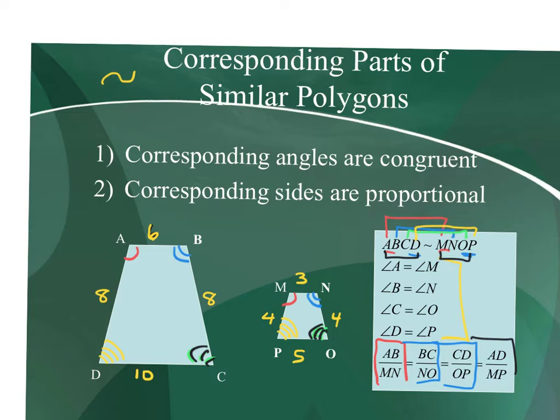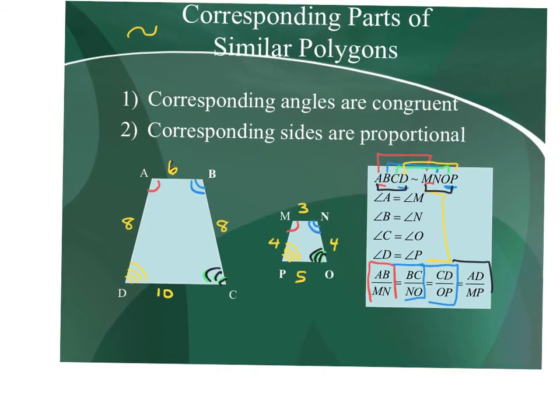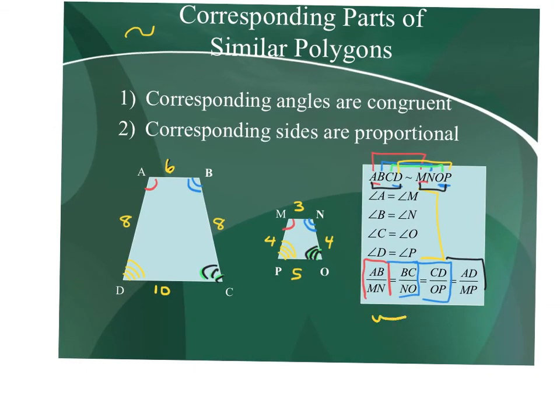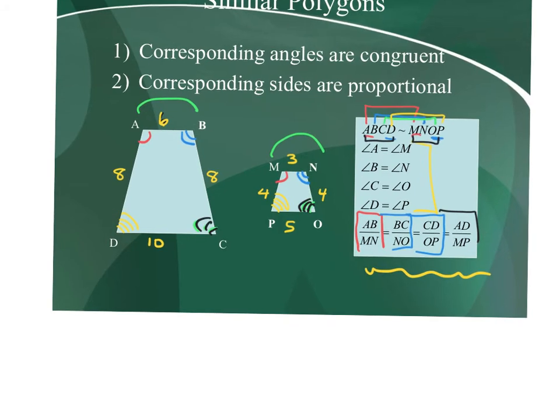Now, because the sides are proportional, what we would need to do is make sure that when I put them together they simplify to the same ratio. So for example, using this proportionality statement, if I take side AB, which is here, the 6, and I put it over MN, and then I reduce that, 6 over 3 simplifies to 2 to 1, or just 2.